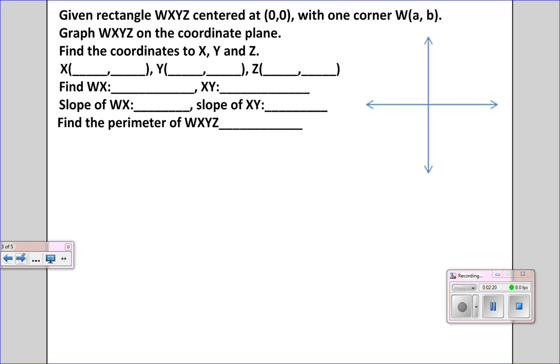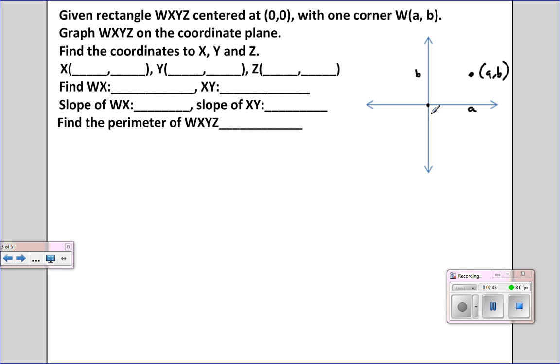Let's try a different shape now. Let's try the rectangle. Okay, we have rectangle WXYZ centered at 0, 0, which means the very center of this rectangle is 0, 0. W is at A, B. So let's say that we go over A here and up B here. So A comma B.